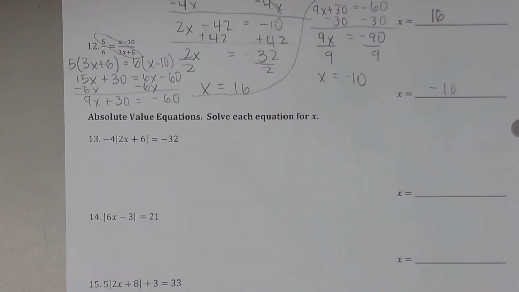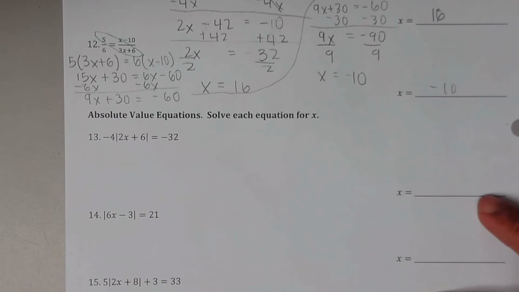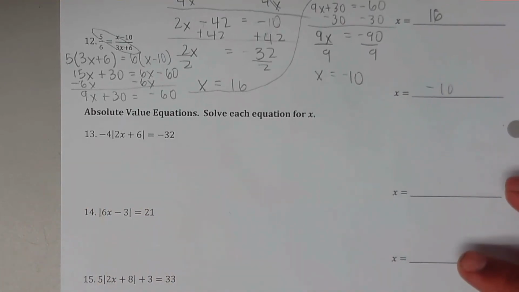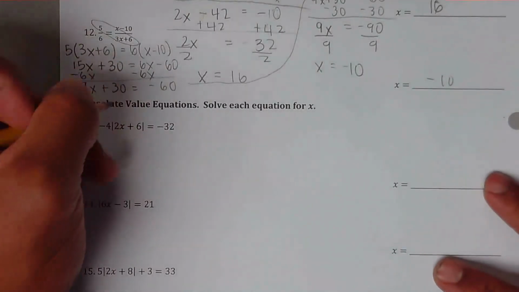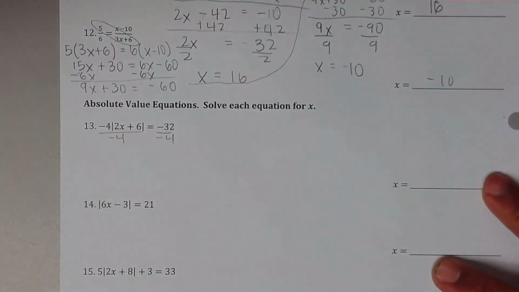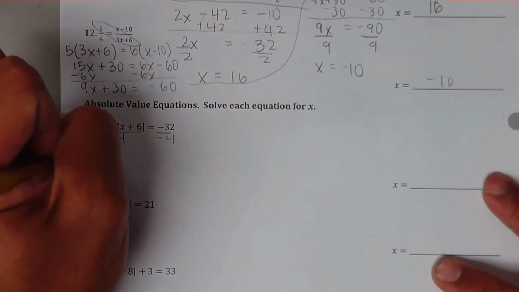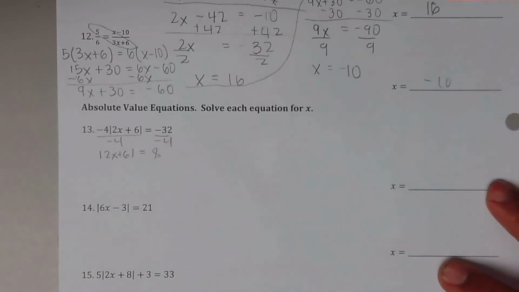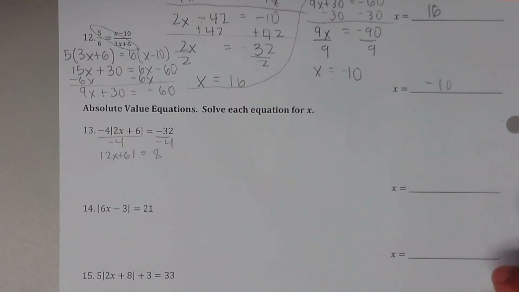All right, question number 13. Remember, with absolute value equations, we want to get the absolute value by itself before we can write both equations. So we have this negative 4. I know some of you are thinking maybe this is equal to a negative, maybe this is no solution. But remember, first we need to get it by itself, and then if it's negative, then it's no solution. So dividing both sides by negative 4, we get the absolute value of 2x plus 6 is equal to positive 8. Since it's positive 8, we proceed here.